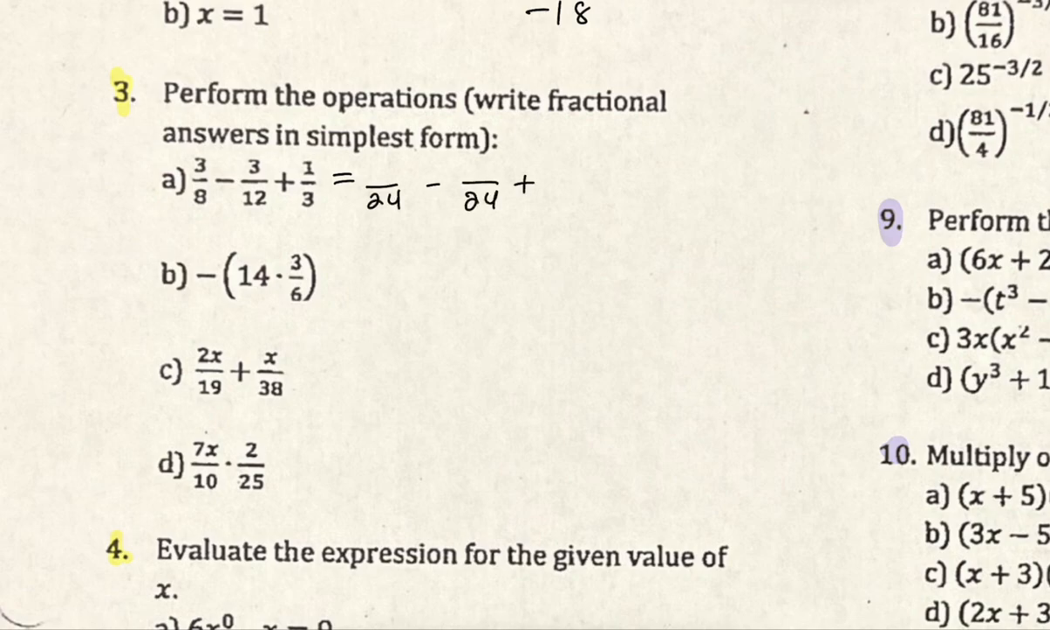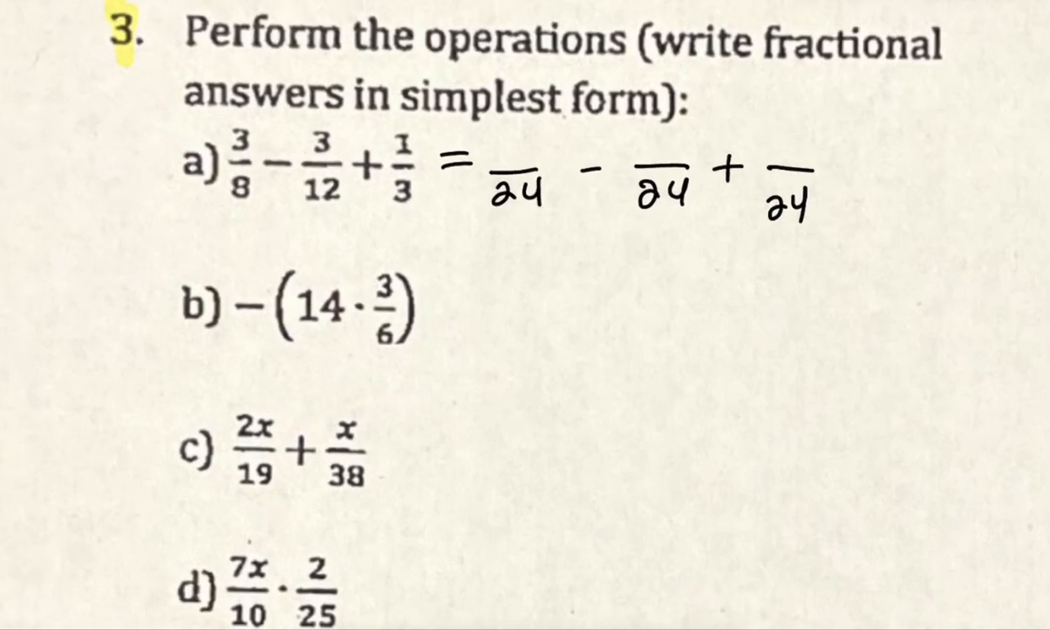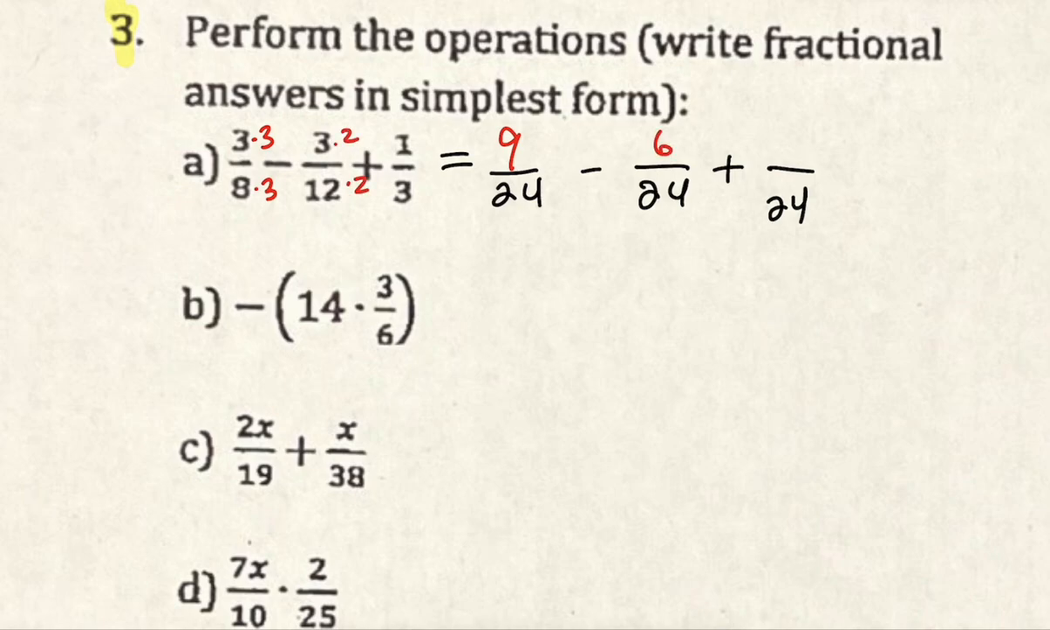So you just got to think yourself, what could I multiply those denominators by to get 24? Well, our first one here, we would multiply our first fraction by 3 on top and bottom. So that's why we'd get a 9. Our second fraction, we would multiply by 2 on top and bottom. That's why we get a 6. And our last one, we would multiply by 8 on top and bottom. And that's why we would get an 8.